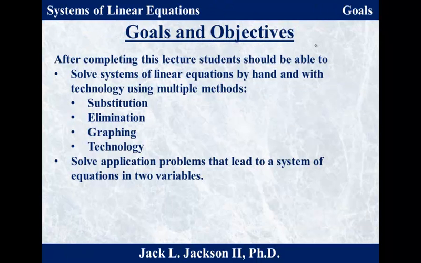So, what should you be able to do now? You should be able to solve some systems of linear equations by hand by the substitution or elimination method. You should be able to graph them by hand or with the technology. Once you've got them graphed with technology, whether it's on your graphing calculator or on Graphmatica, you should know how to use the technology to calculate an intersection point. You should be able to do this in application problems, be able to set up some system of equations and then solve them using these techniques.